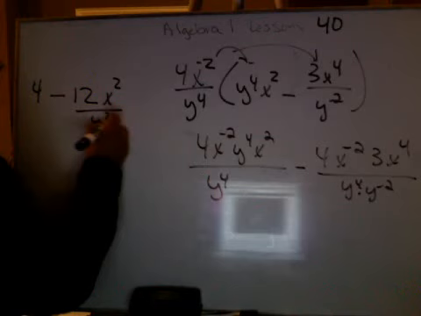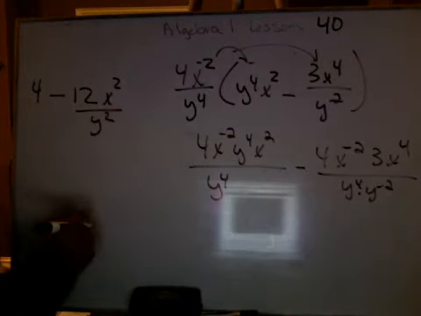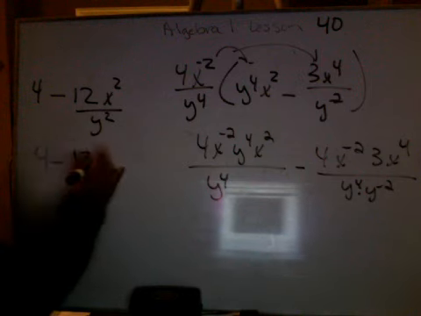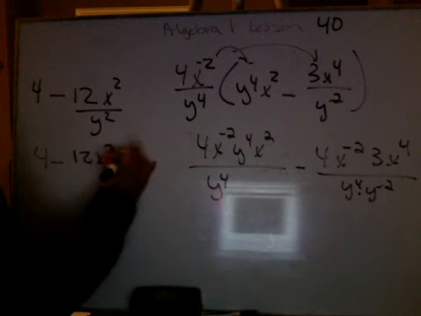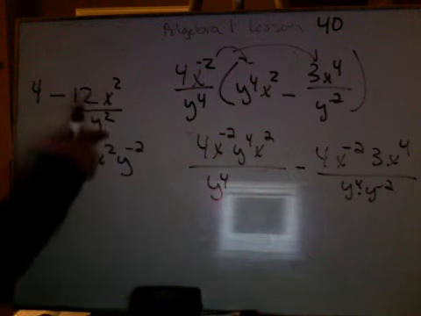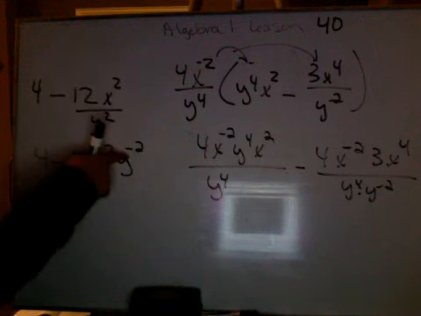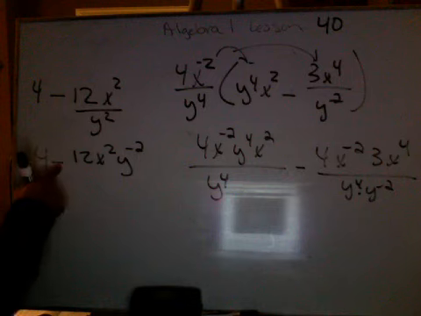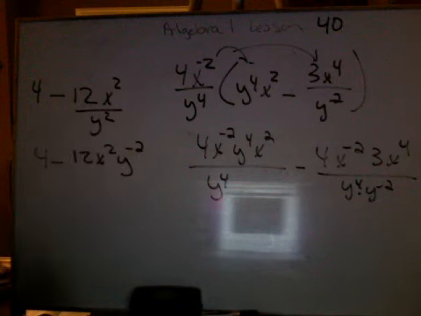And I could have said I want all numbers in the numerator. So then I would have 4 minus 12 over x squared y to the negative 2, because to move this to its reciprocal, I change the sign on its exponent. You don't change the sign here, you change the sign on the exponent. Make sure you keep that clear.